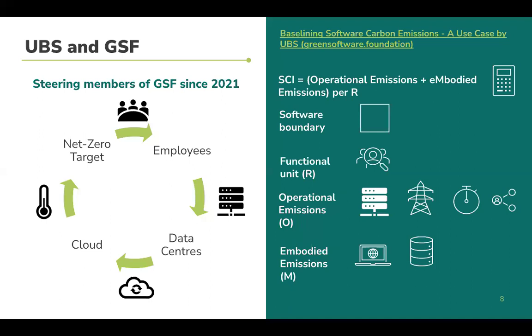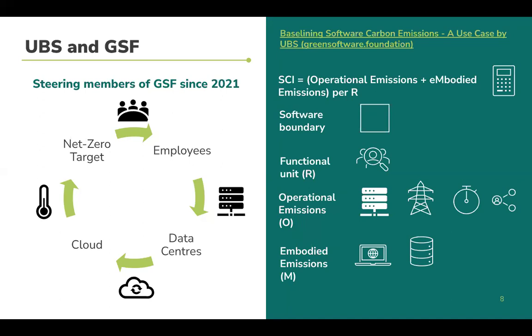Once we defined the boundary, we then started to focus on the functional unit. So what is the functional unit? This describes how the application scales. There's a range of variables that you can use, from device, from data volume, from API calls. In our case, we use number of users, as this information was available for both of our applications we trialed. Once we had the R, we then started to break down what operational and embodied emissions data we needed.